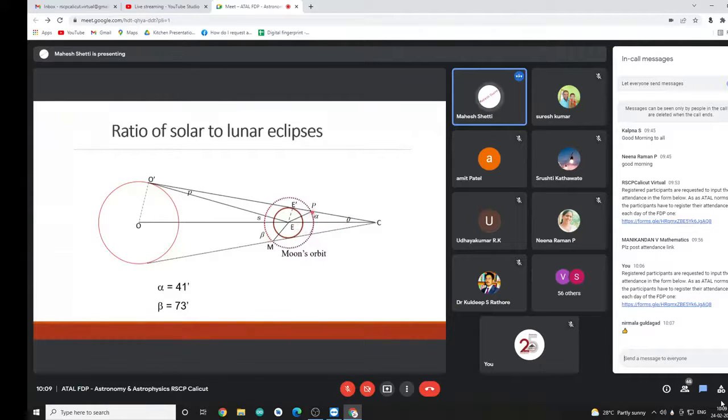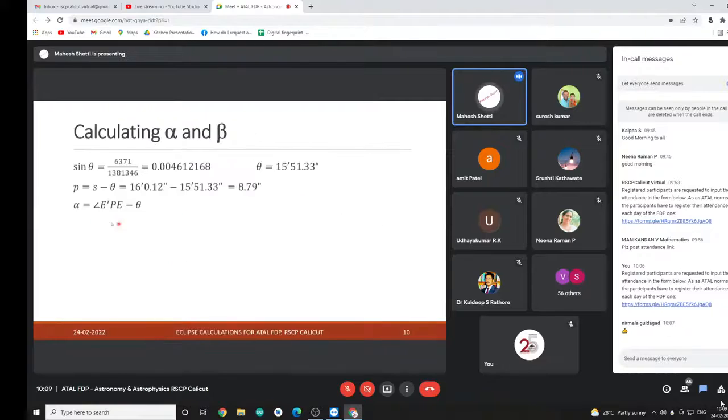Why? Because let us take this particular triangle P, E and C. Here, this angle theta plus this angle theta will give me this particular angle. But this angle is nothing but alpha. So alpha and theta will add up to give you this exterior angle E dash PE, and that is what is written here: E dash PE is alpha plus theta, or alpha is equal to E dash PE minus theta.